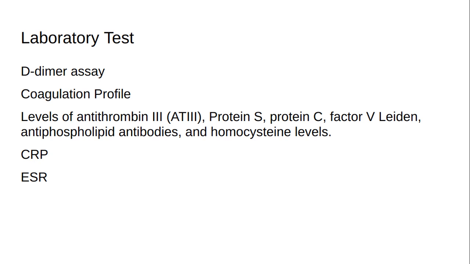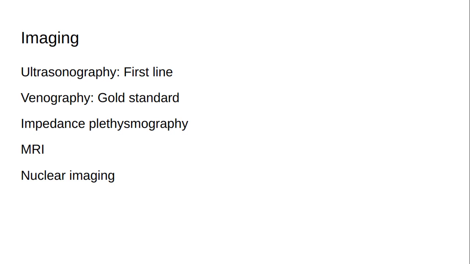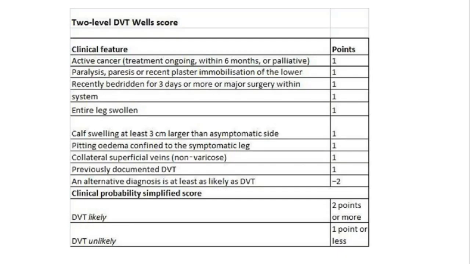Erythrocyte sedimentation rate. Imaging modalities include: ultrasonography is the first line. Venography is an invasive procedure but is the gold standard. Others include impedance plethysmography, magnetic resonance imaging, and nuclear imaging. Wells's clinical prediction guide is used to classify patients according to the risk of DVT. This, along with other investigations, can be used to decide the management plan. The guide consists of risk factors, clinical signs, and the presence or absence of alternative diagnoses.